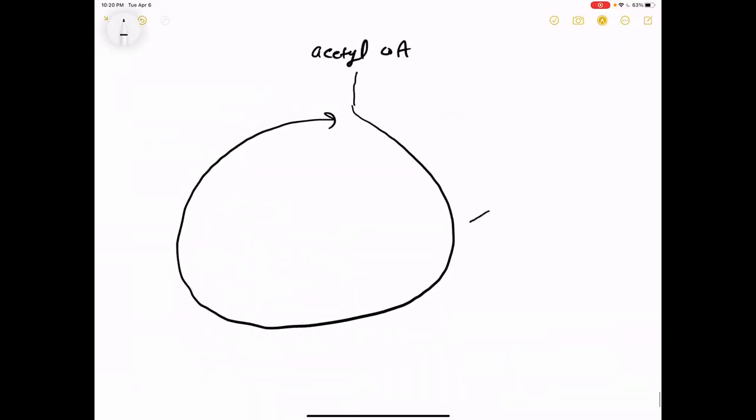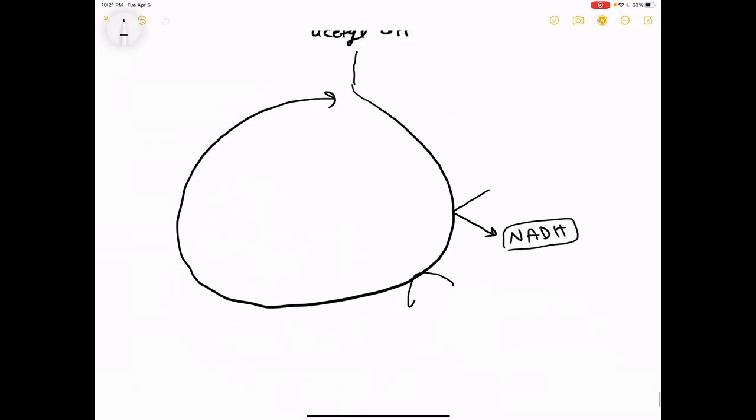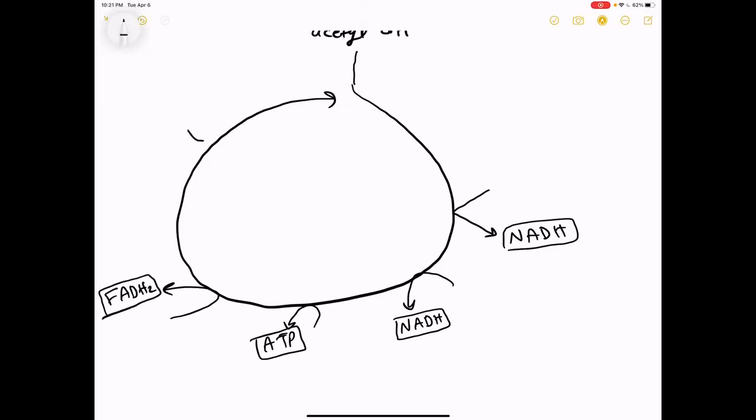In the Krebs cycle, somewhere at this point, I make an NADH. Go back and look at the Krebs cycle. At this point, somewhere here, I make another NADH. Somewhere here, I make an ATP. Somewhere here, I make an FADH2. Somewhere here, I make an NADH. The only thing left is cashing them.